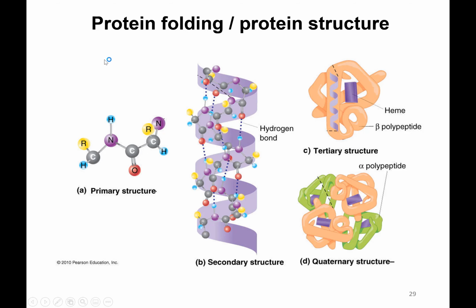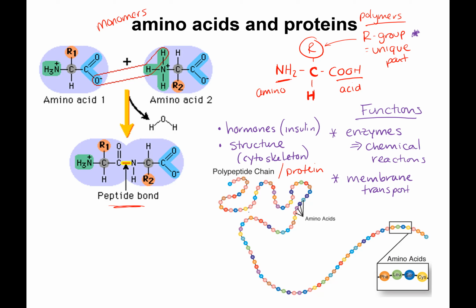So there are 4 levels of protein structure: primary, secondary, tertiary, and quaternary. The primary structure of a protein is just the sequence, or the order of amino acids. So the order, the number of amino acids you have, if you look back here, this string of beads is all primary structure.